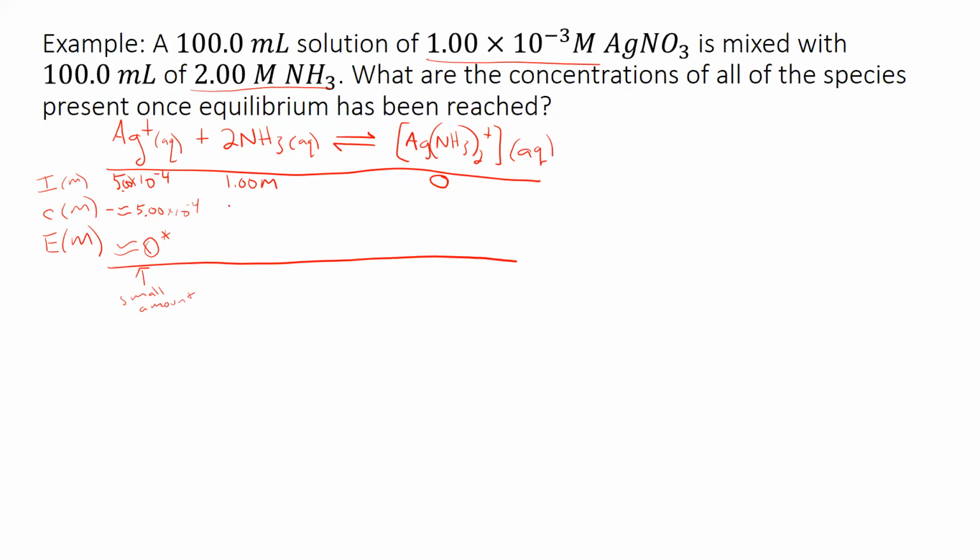Well, when it comes to the amount of ammonia that gets used up, I use 2 ammonias for every one of the silver ions, so 10.0 times 10 to the minus 4. Okay, so if I use that up, so 1 minus, well, 2 times 5 times 10 to the minus 4 is going to be 1 times 10 to the minus 3. That's essentially still 1 molar.